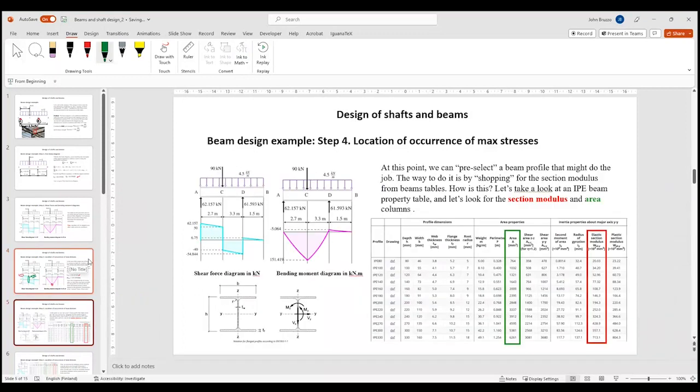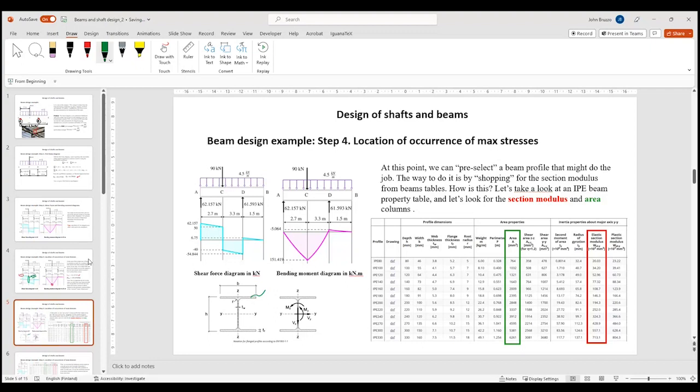Then, having those two values, we go shopping. This time I just selected an IPE beam profile, but it can be any other, depending on what you want to use. And again, during the design process, imagine that you are designing a massive structure, or are part of the design team that is designing a big structure. So you have to consider also what type of beam shapes are being used so you don't incur into overbuying things that you're not going to need.